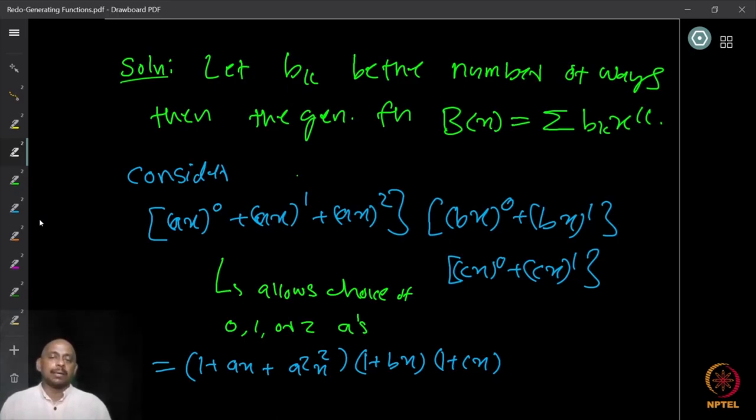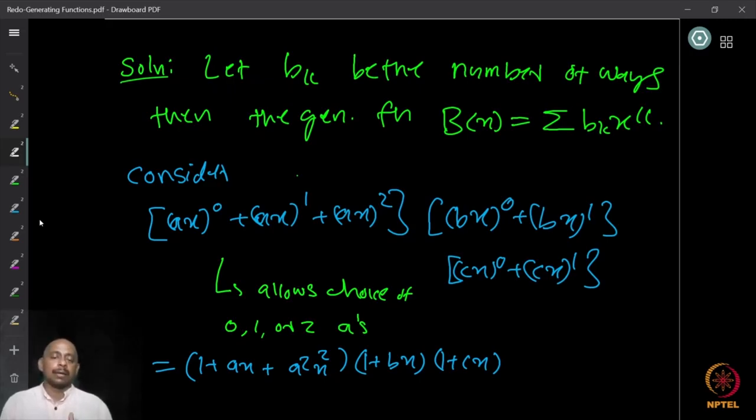Observe that (AX) squared says that the choice is of a, and I am taking two of them. X squared tells it is two, and a says that it is choosing a. But it doesn't matter, because we want to find how many total ways to do this. It doesn't matter whether I take two a's, one b, and one c, or one a, two b's, and one c, as long as the total is k, I am fine.